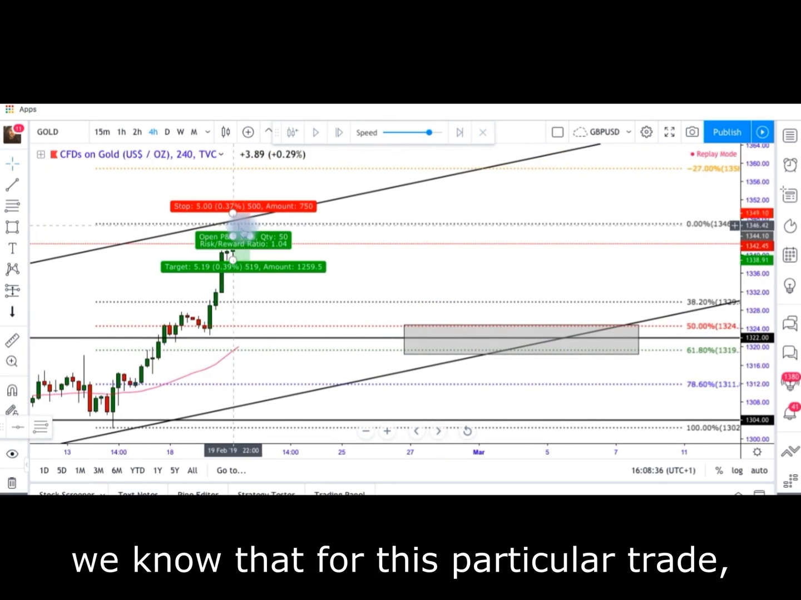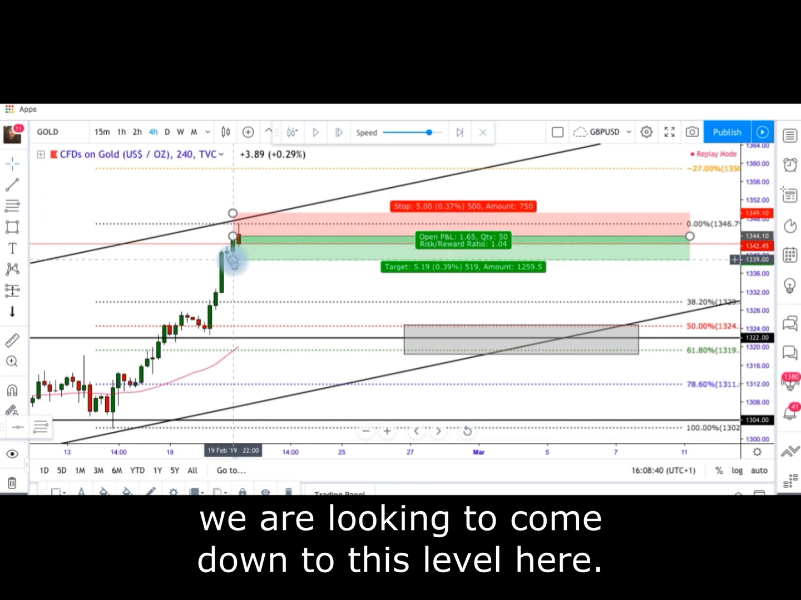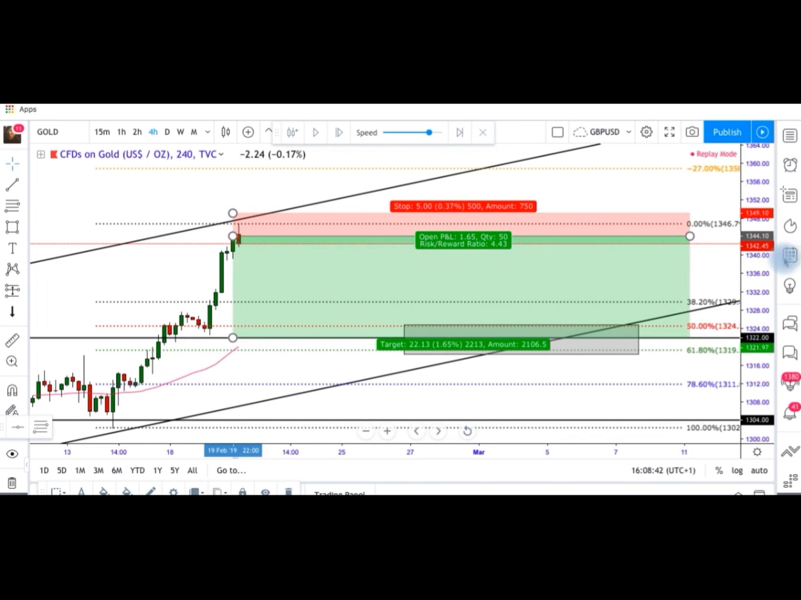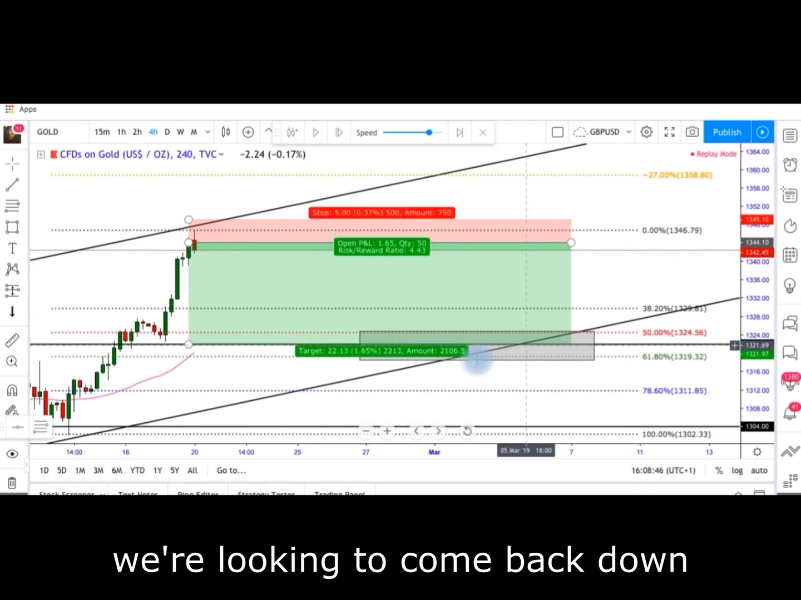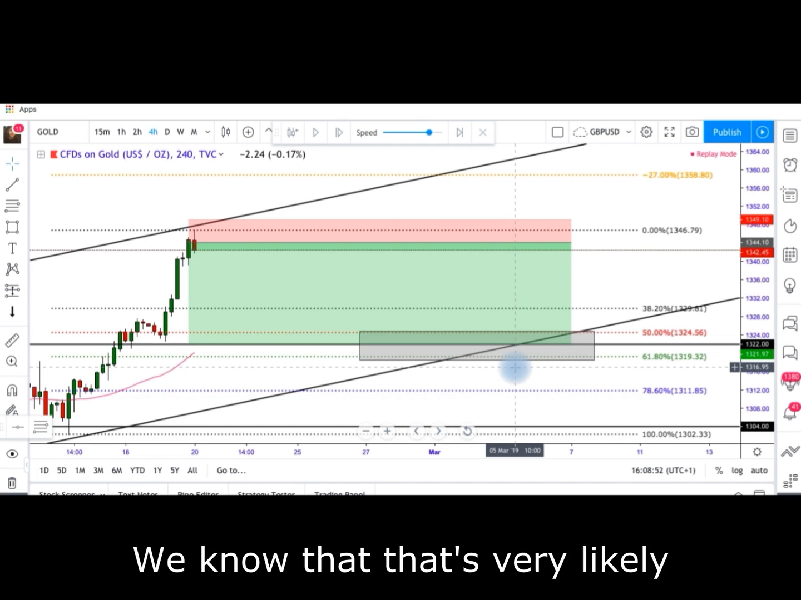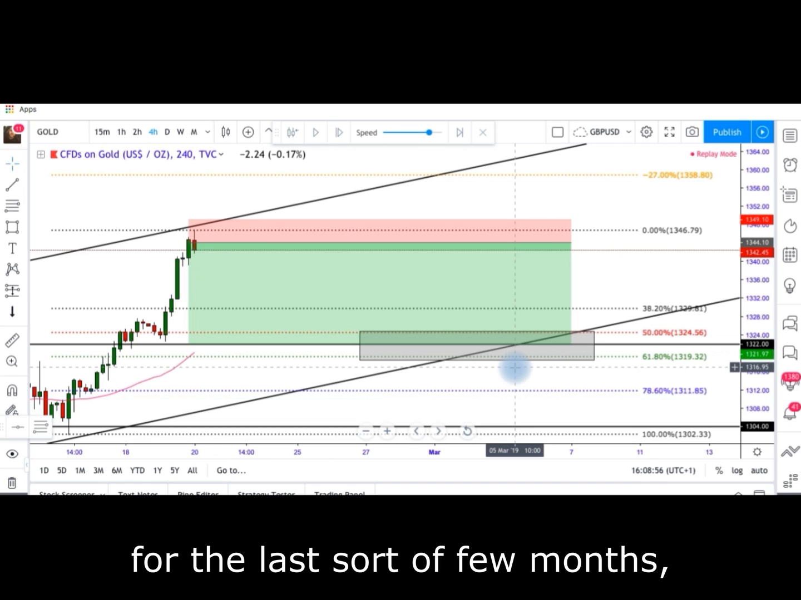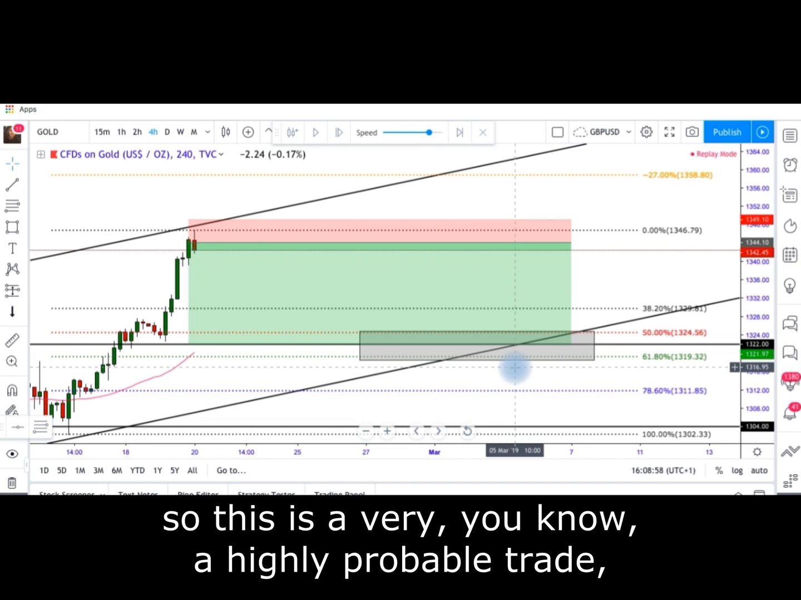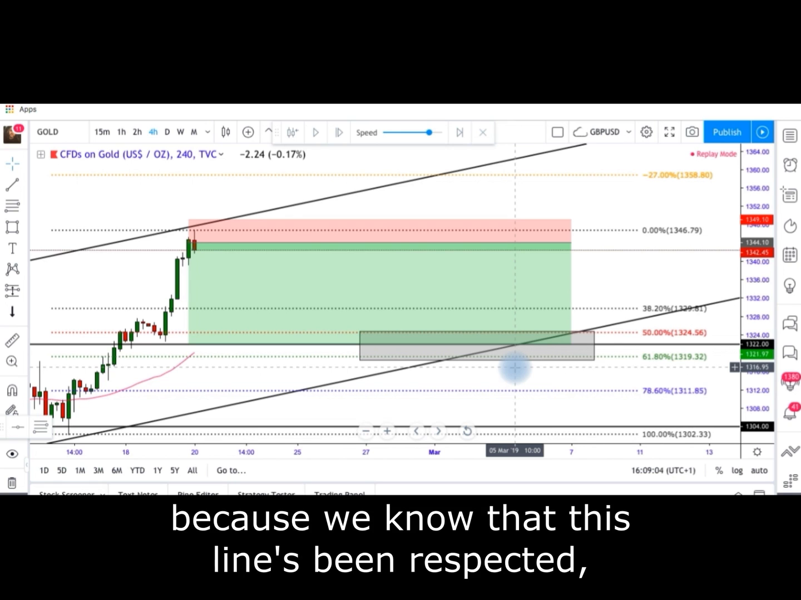We know that for this particular trade, we are looking to come down to this level here. This is the area that we're looking to come down to, okay? We're looking to come back down to this upper channel, this ascending trend line, and one of our fib levels. We know that that's very likely because this is how price has been playing for the last few months. So this is a very highly probable trade, and it's a very good risk to reward because we know that this line's been respected.